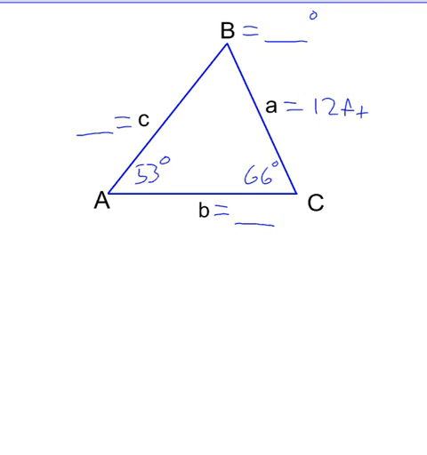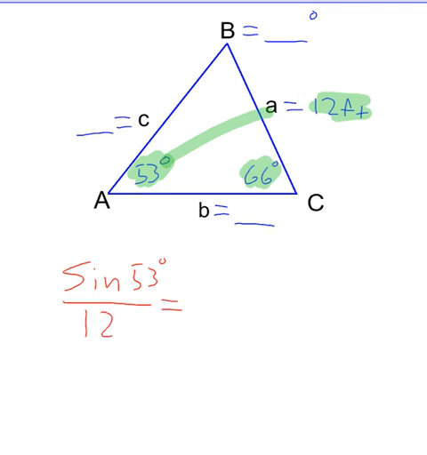Okay, so we're going to use law of sines and cosines in this video. I have this triangle ABC, and I know the measure of angle A, the measure of angle C, and the measure of side A. If I have a side and its opposite angle, that points me to law of sines. So the sine of 53 degrees divided by 12 is equal to the sine of 66 degrees divided by the measure of C.